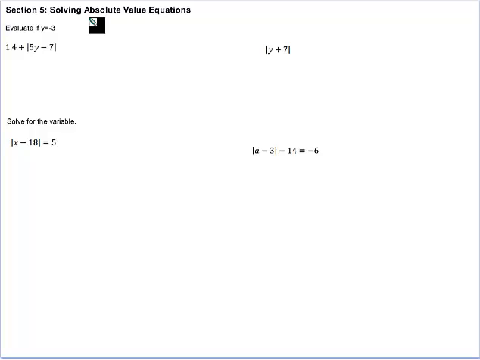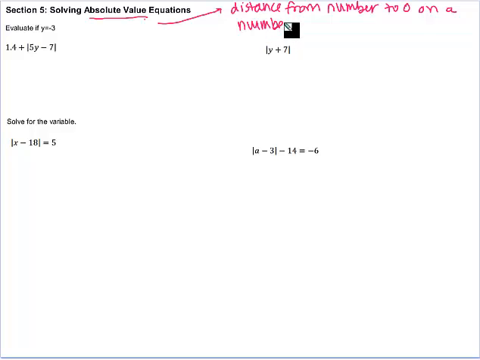This is Algebra 2, solving absolute value equations. So we do need to recall what an absolute value is. Absolute value, the definition is the distance from the number to 0 on a number line. And so what that means is it is always positive.